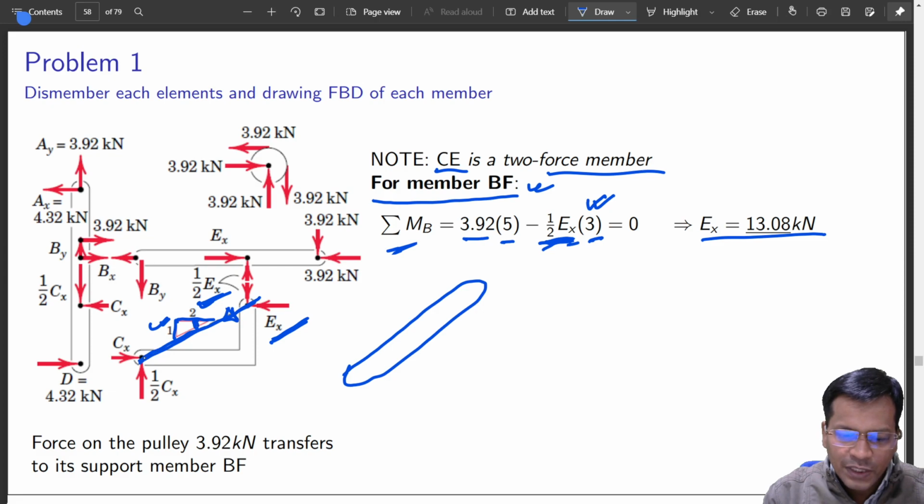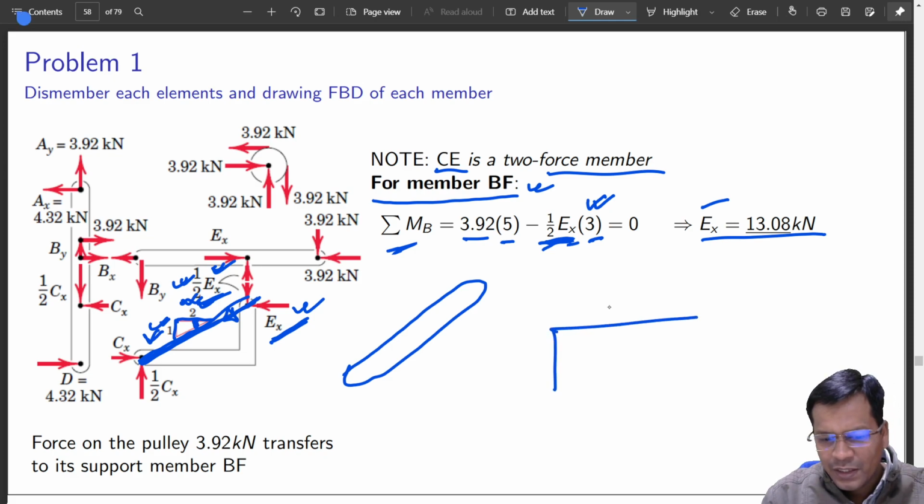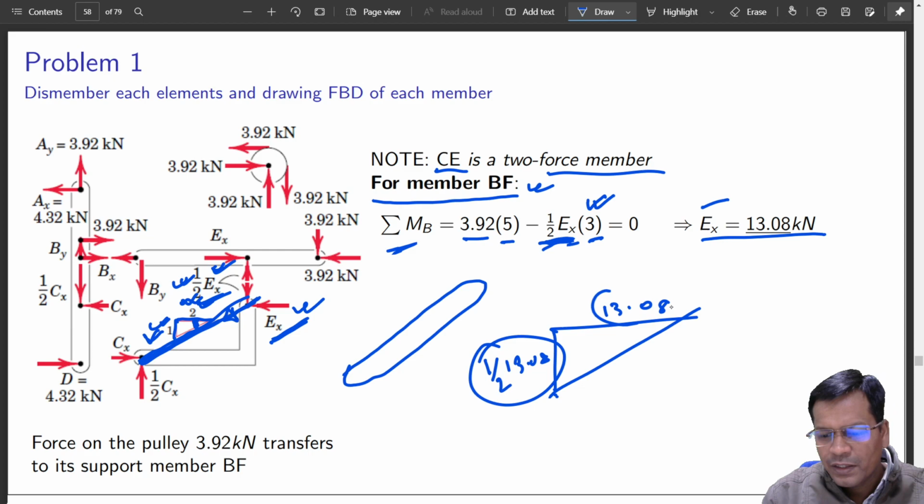Whatever will come, it has to come like that. You create your things like that because you see it is 1 and 2. These are the components which are already known. Now you calculate how much this force should be. Now that you know Ex, you know the values of two different direction forces, this and this. This is half of 13.08, this is already 13.08. So how much should this one be? The components are already given, you have to find this out.